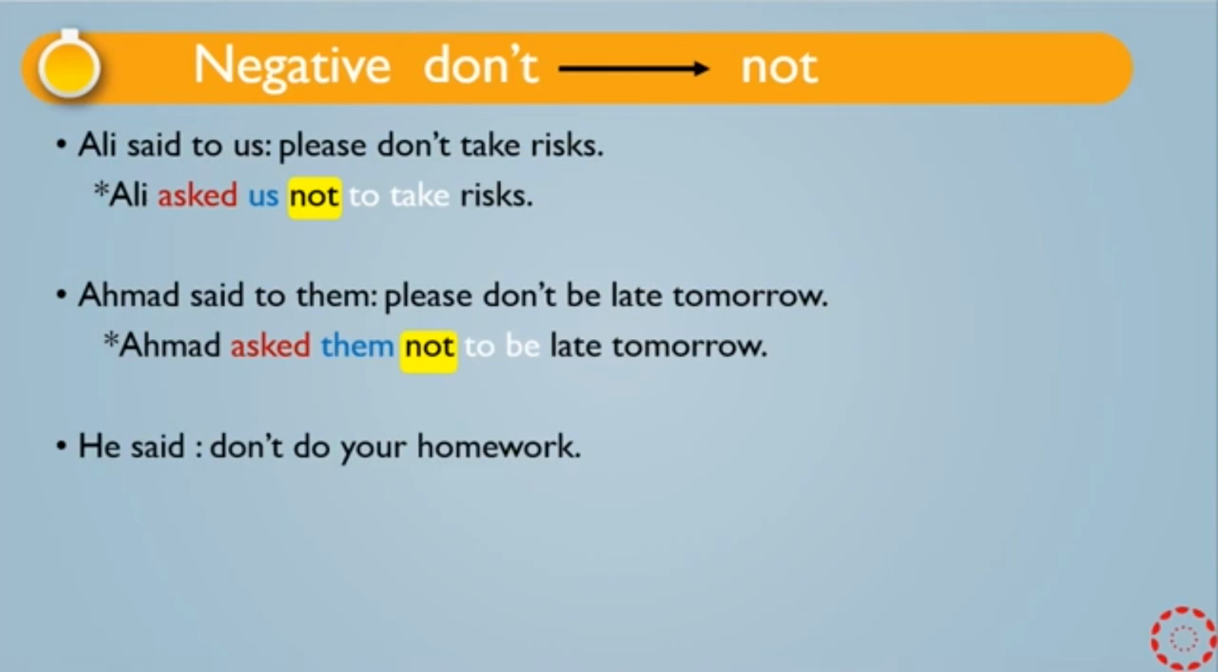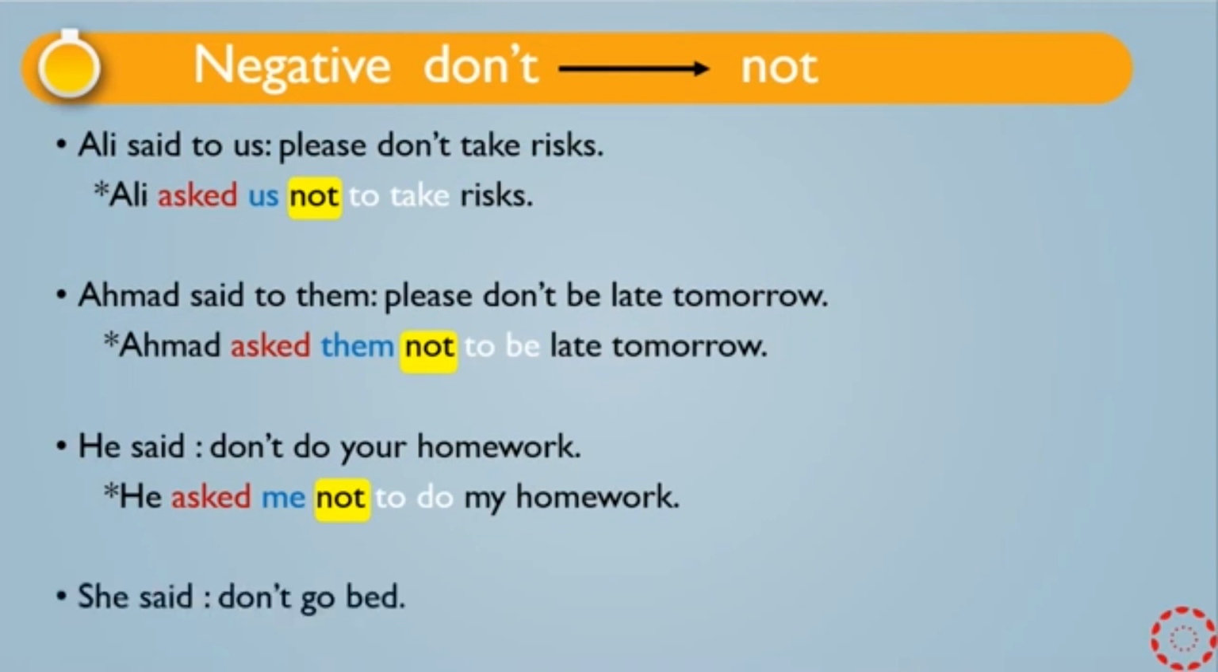Another example. He said, "Don't do your homework." So it became like what? He asked me not to do my homework. So be careful about those notes. As I said, if our sentence is negative, we will just add not after the object. She said, "Don't go to bed." It became what? She asked me not to go to bed.